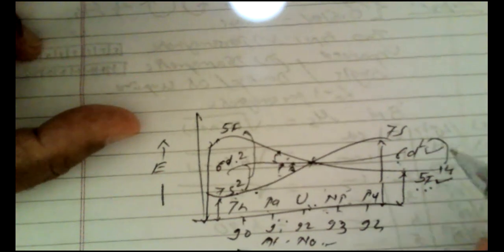Again, see this energy level diagram here. Now the 5f orbital is filled at nobelium. So when this orbital has been completely filled, the next choice for the incoming electron will be 6d. So at lawrencium, it becomes 6d1. So this is how we have seen the electronic configuration of all these elements.